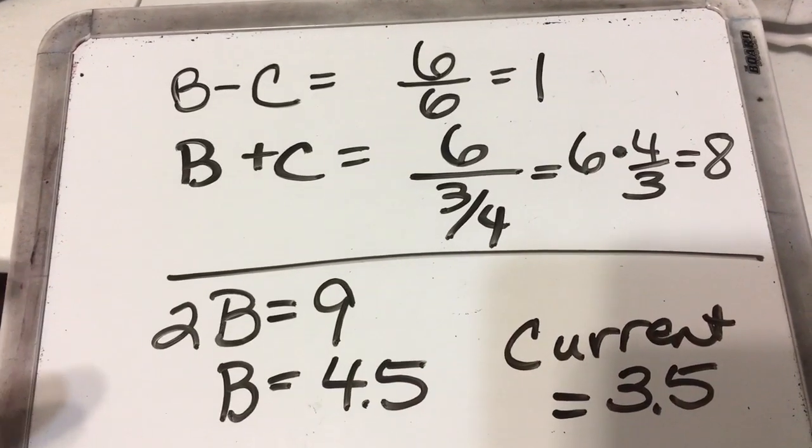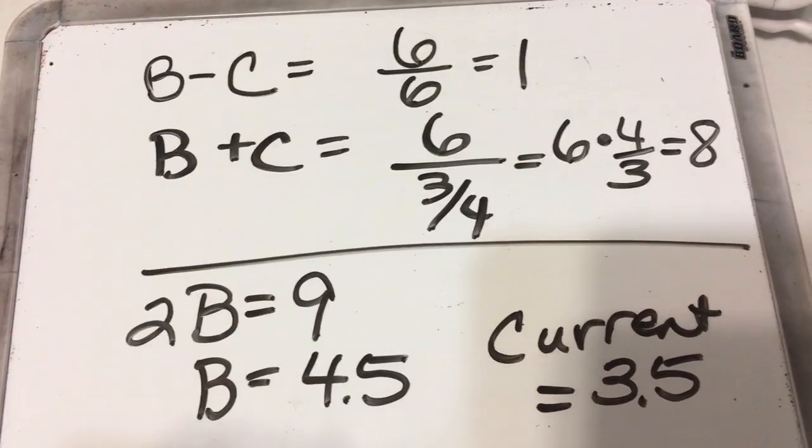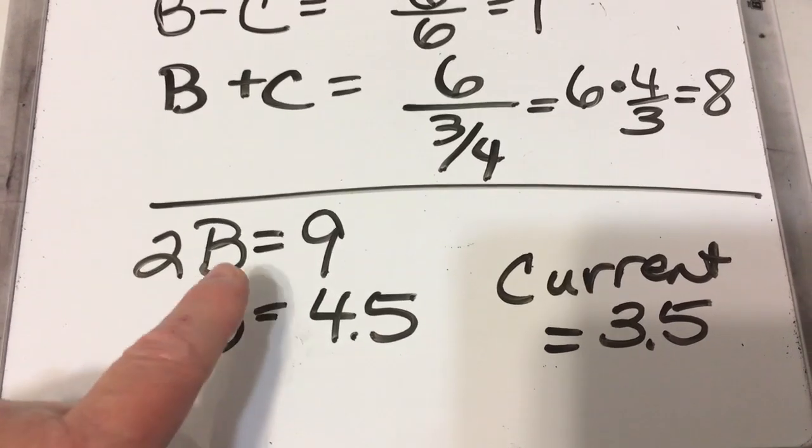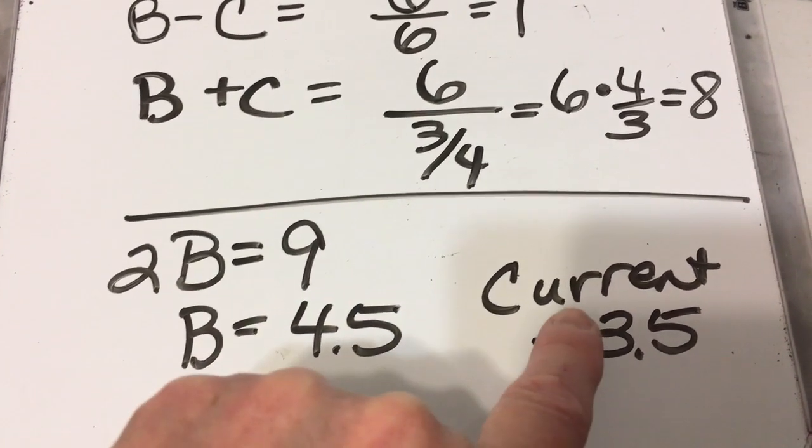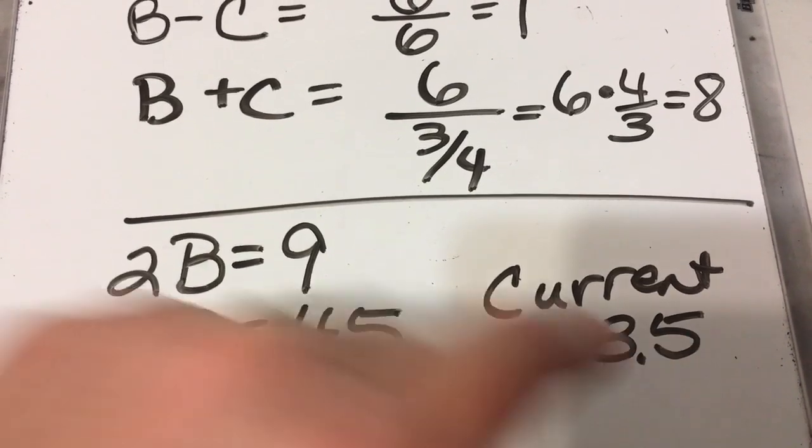And then when I get this, I get 2b is 9, b is 4.5, and the current is 3.5. And those were all correct answers.